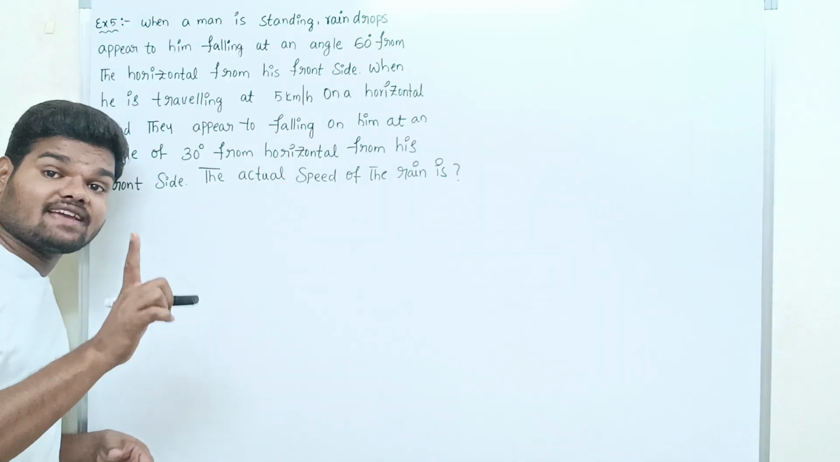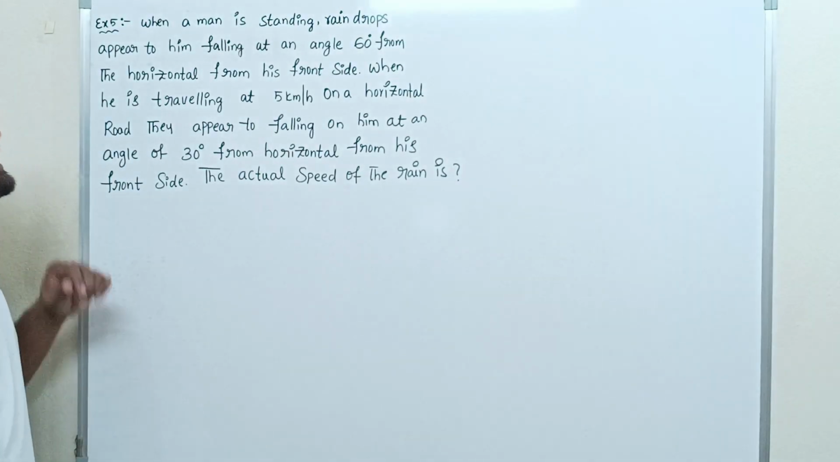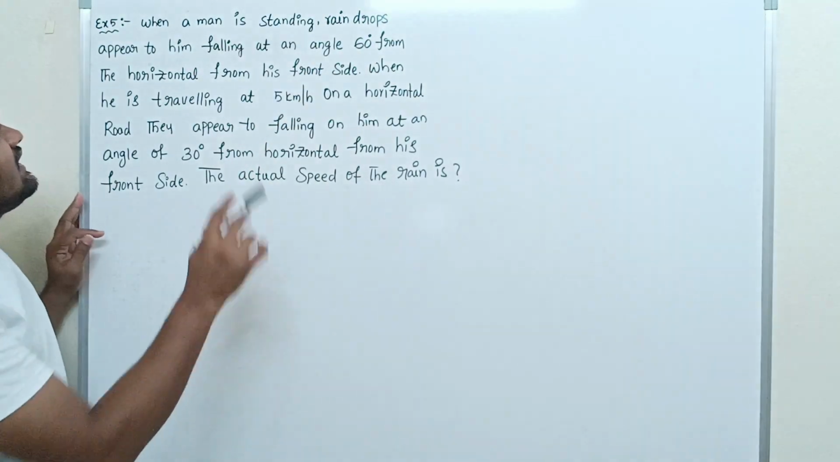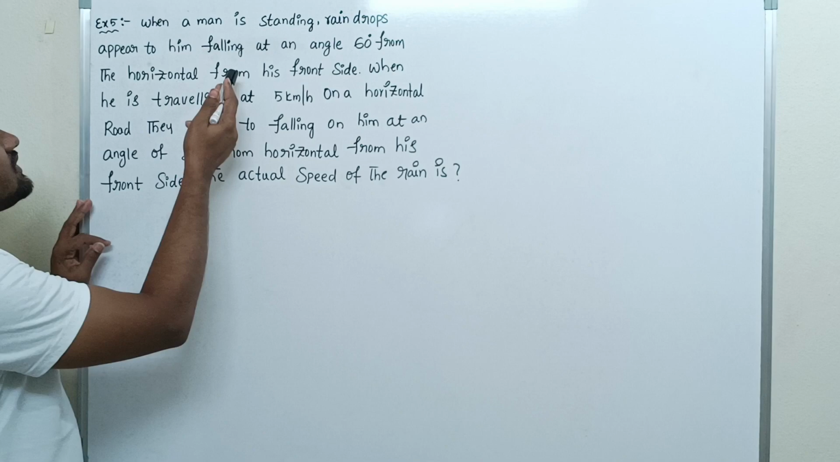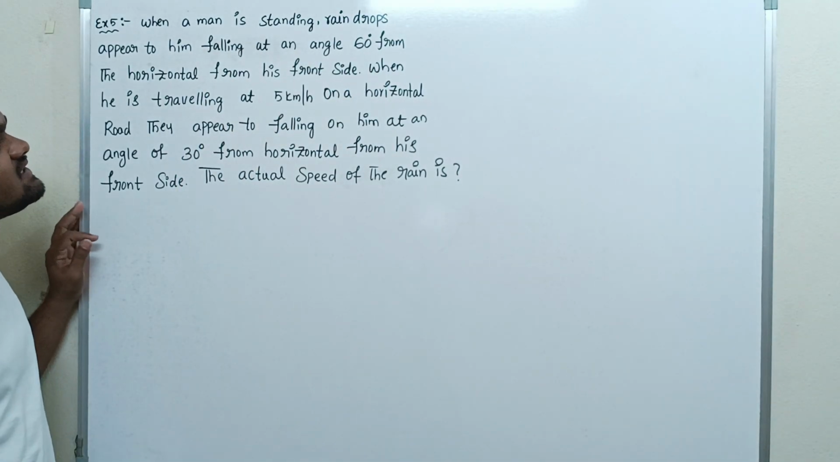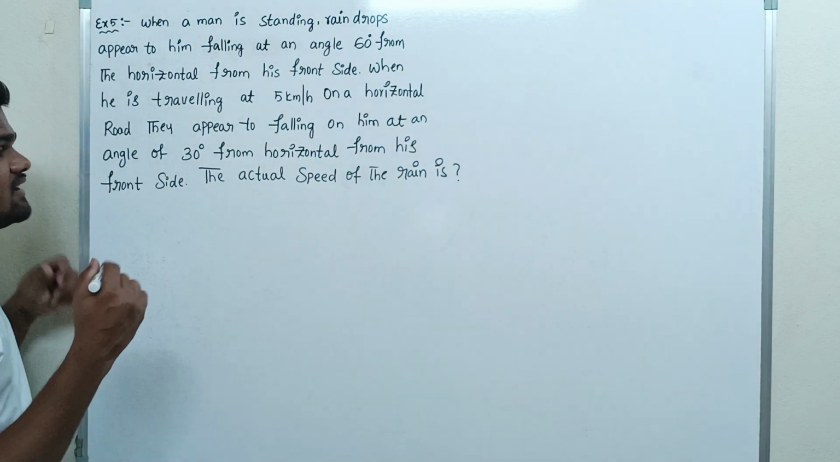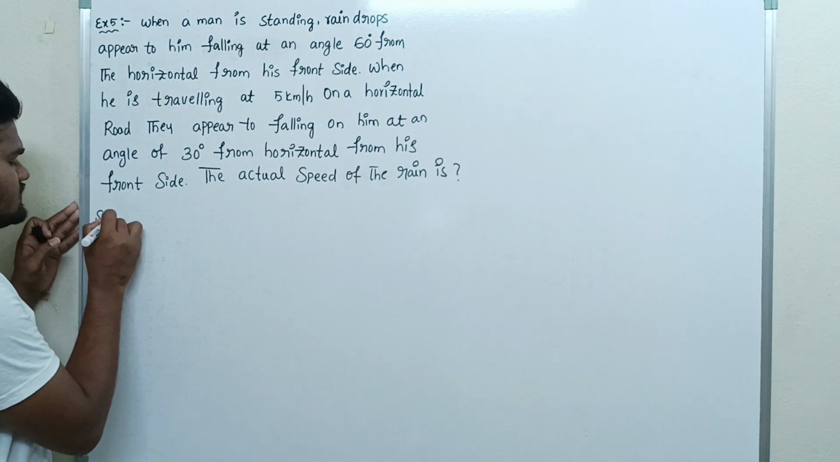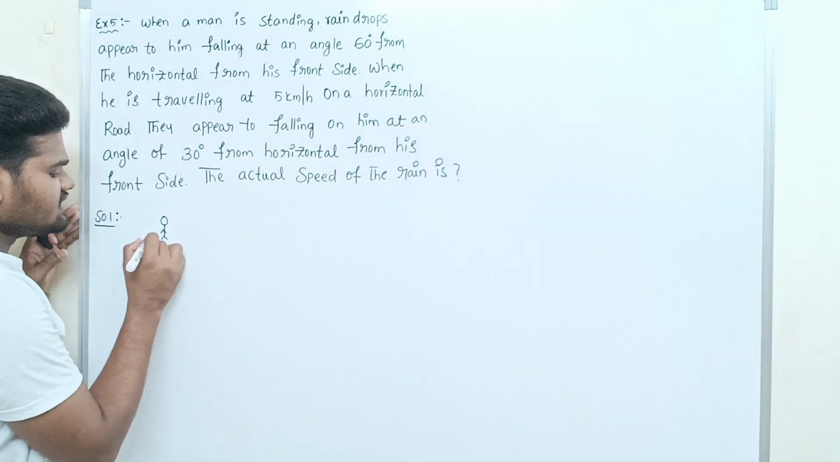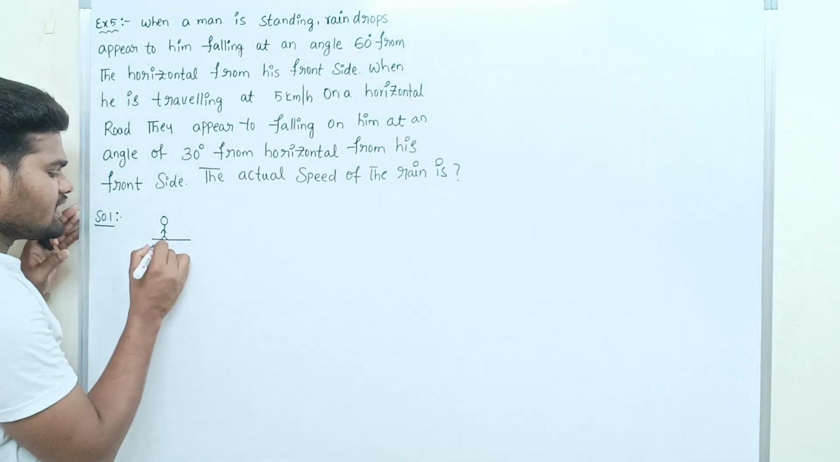So have a look. What is example number 5 they have given? When a man is standing, raindrops appear to him falling at an angle of 60 degrees from the horizontal from his front side. I'm just going to draw the diagram. Solution: initially, the man is standing, at a rest position with respect to the ground.